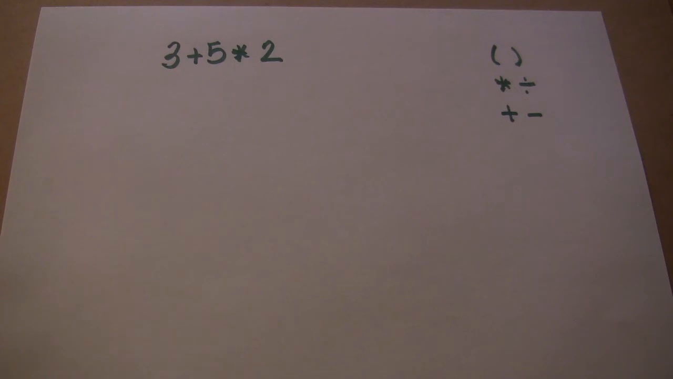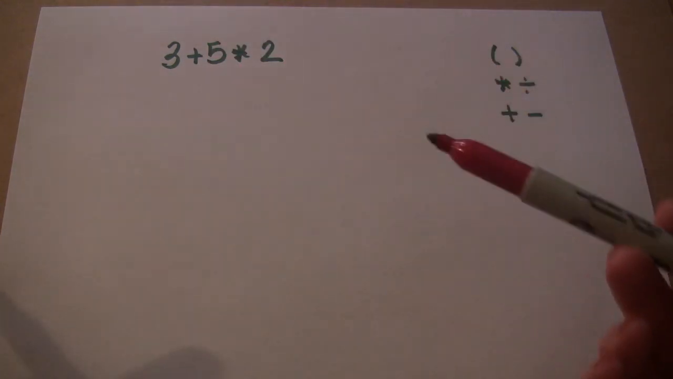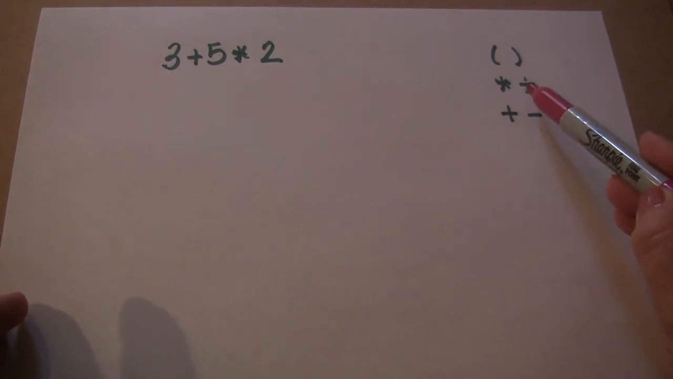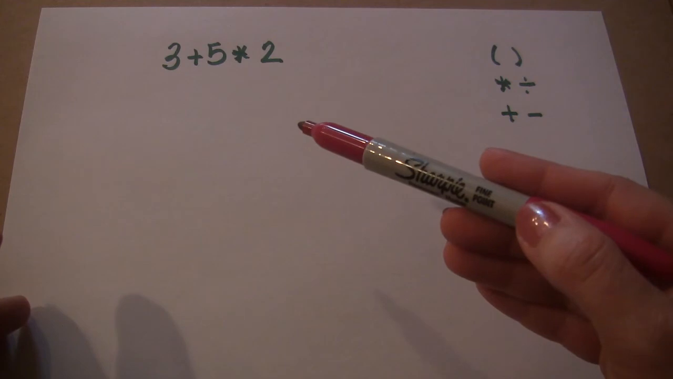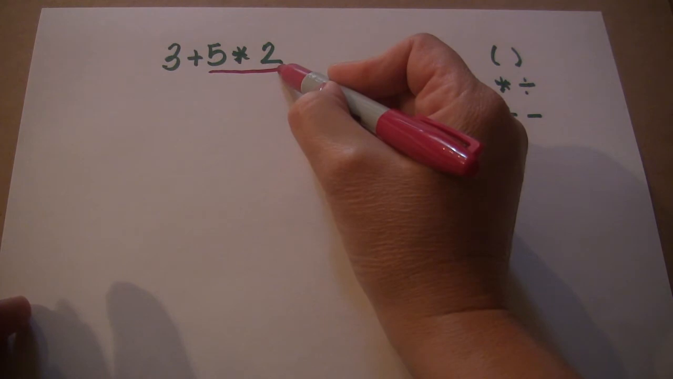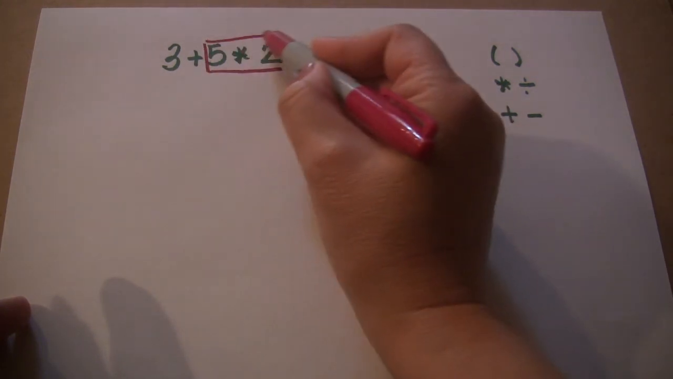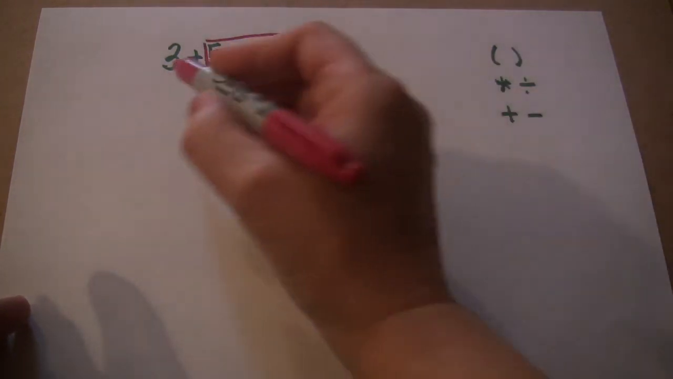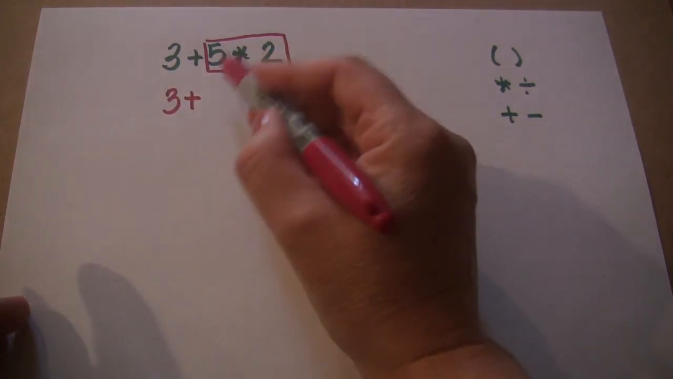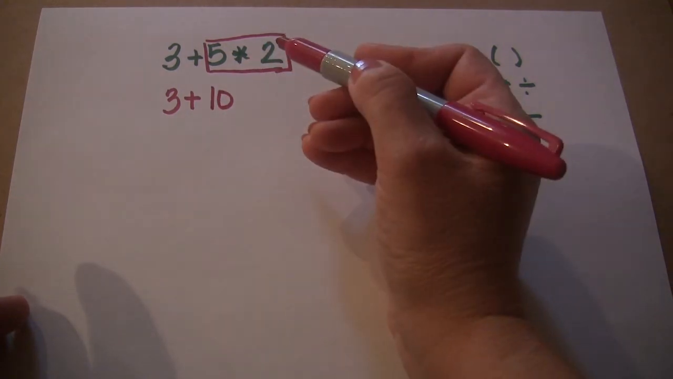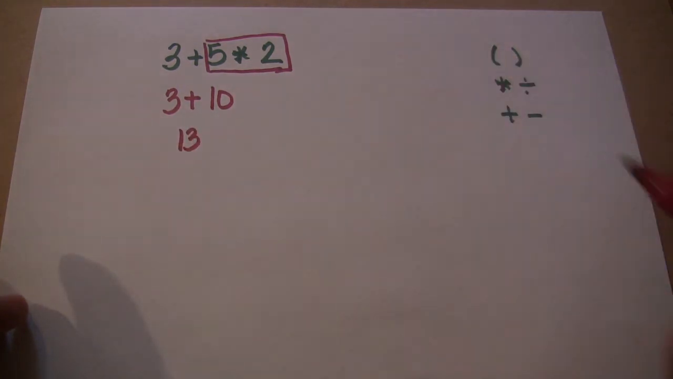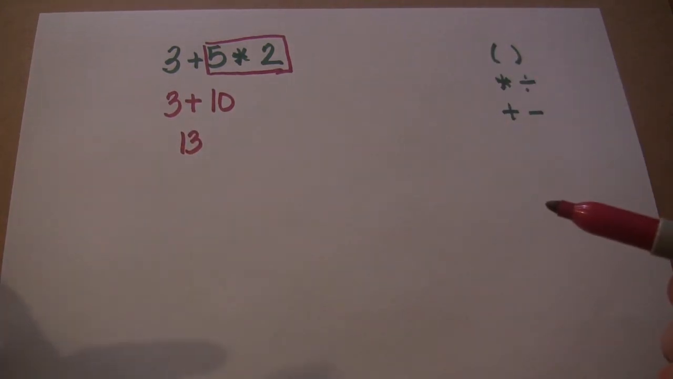So there are no parentheses here, so we're going to skip that part, and then we're going to go directly to part 2, which is multiplying or dividing. Do you see any multiplying or dividing here? Yes, right here. This step gets done before anything else. So we will rewrite this problem as 3 plus 5 times 2, which is 10. Now all we have left is the addition. 3 plus 10 is 13. That's why your answer is 13.